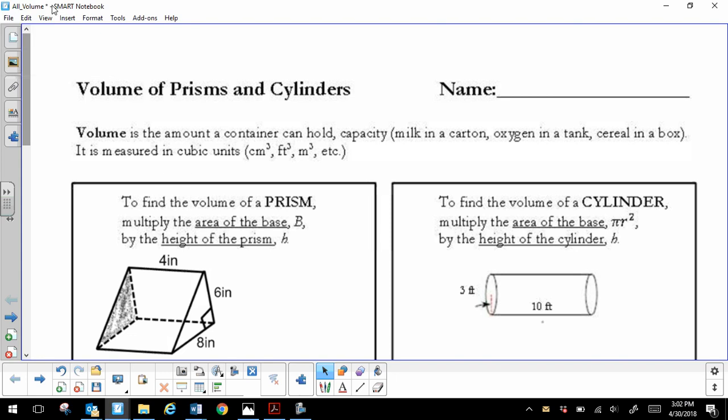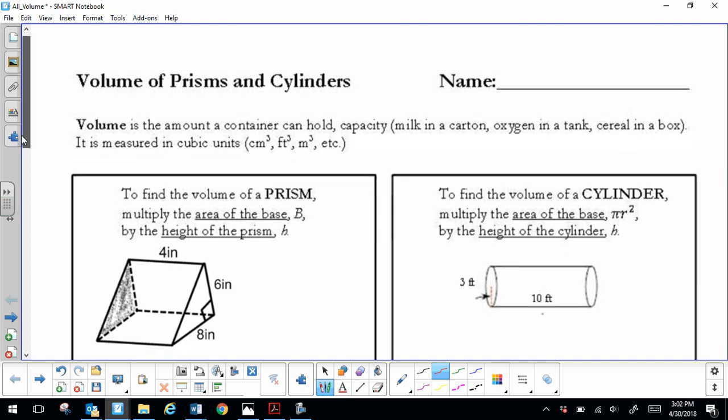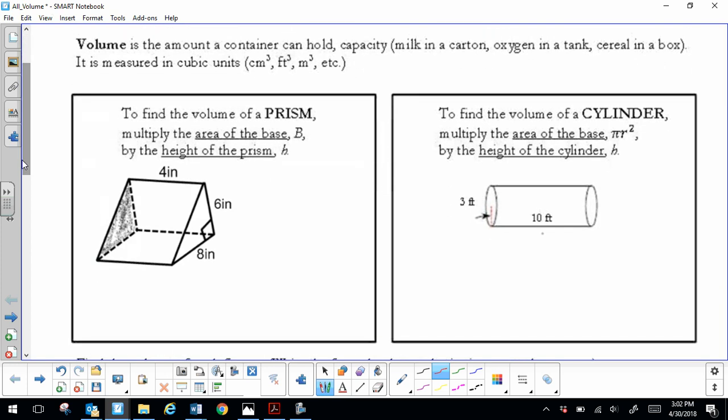All right, so we are talking about volume of prisms and cylinders to start with. First, let's talk about the definition of volume, no matter what the shape is that we are planning to determine the volume of. The volume is the amount a container can hold, also known as the capacity of the container.